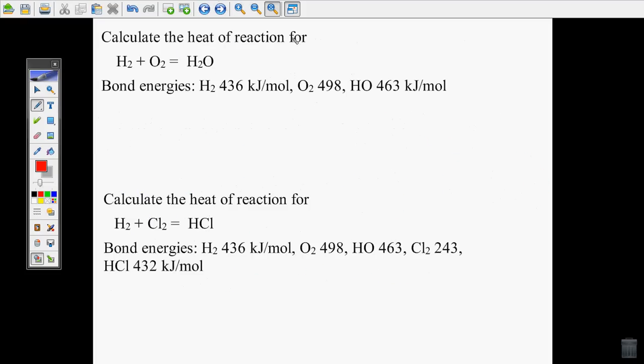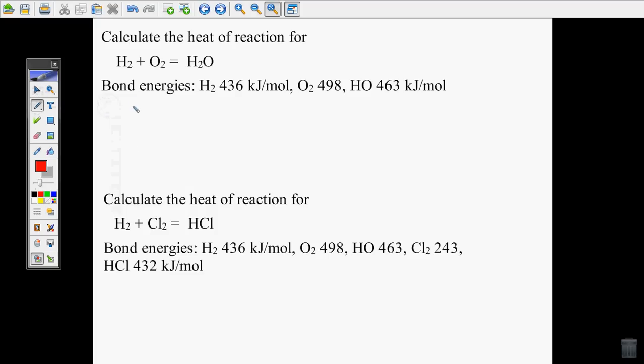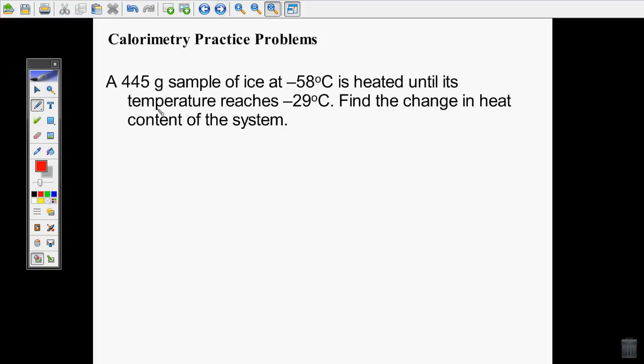All right, calculate the heat of reaction for H2 plus O2 yields H2O. They give me the bond energies here. So my bond energy, H2, 436 kilojoules per mole. Oops. So we're going to use delta H. We can't do these problems. This is different. Nope, different.